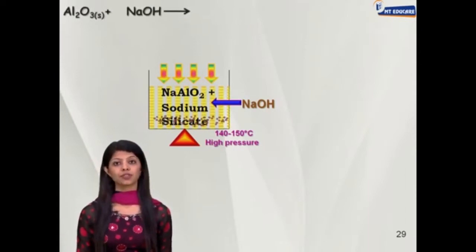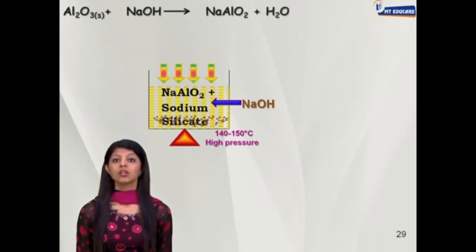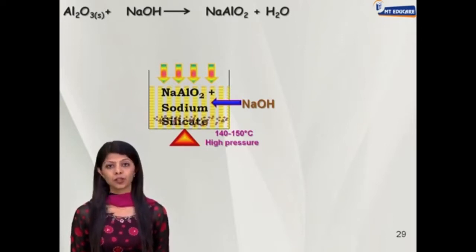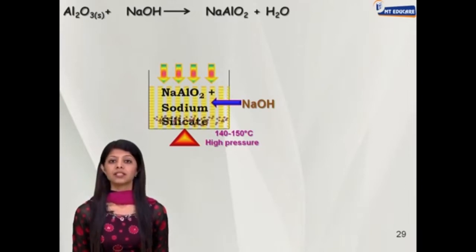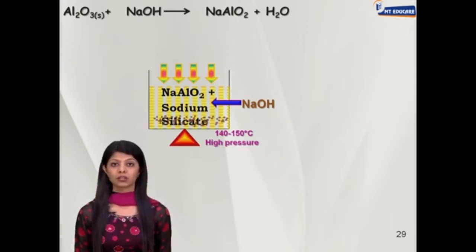Alright, let's see the first reaction. Al2O3 plus NaOH gives you NaAlO2 plus H2O. What is NaAlO2 called? Sodium aluminate. Okay, now let us balance this reaction. Aluminium is 2 on the left side, 1 on the right side.